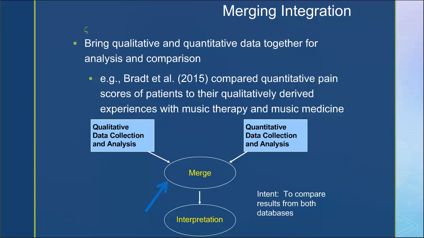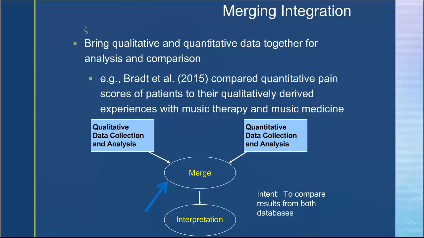So for example, a study published in 2015 by Gutterman, she used a joint display and compared quantitative pain scores of individuals who were receiving either music therapy or music medicine to help with their cancer pain with their qualitatively derived experiences. So what their experiences were like with those interventions, for instance. But this idea of merging is the idea that we're comparing the results from both databases.